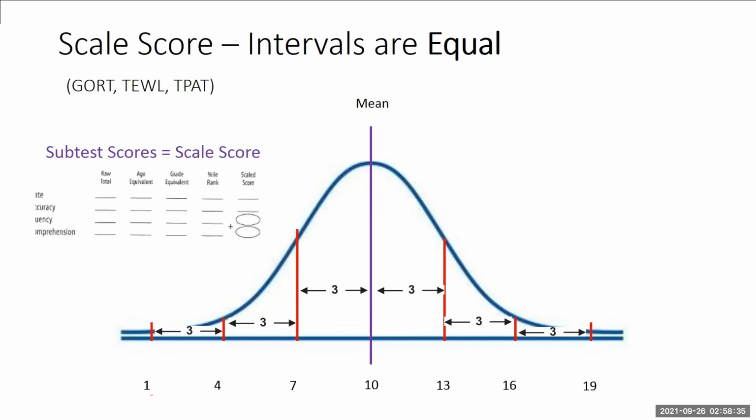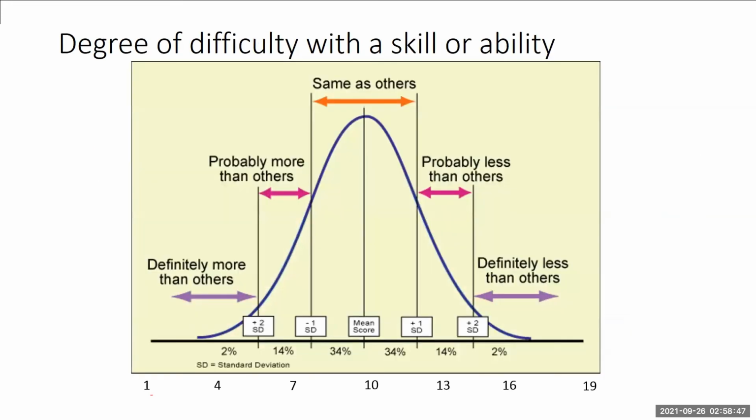Scale scores are often used to measure the performance on subtests, while index scores are applied to the composite or total test scores. This view of the normal curve shows the predicted performance level associated with scores along the normal curve.